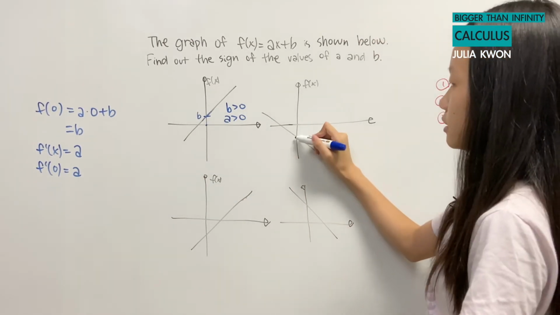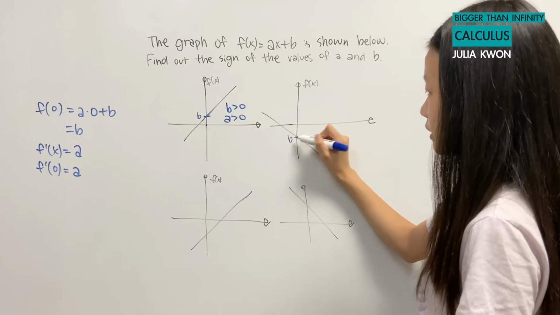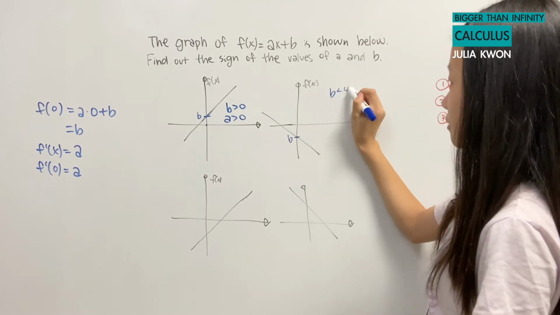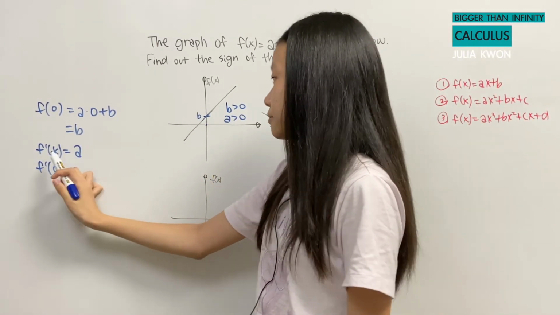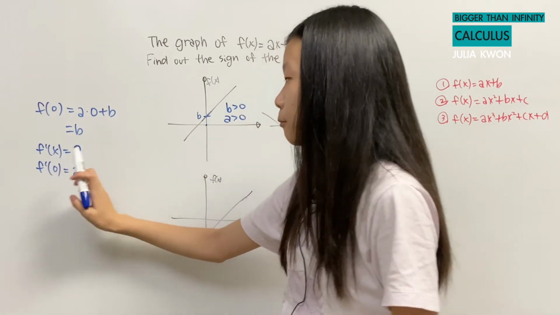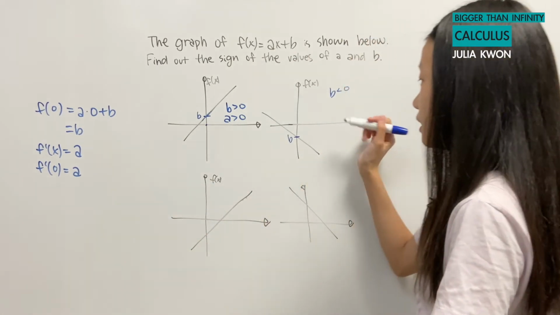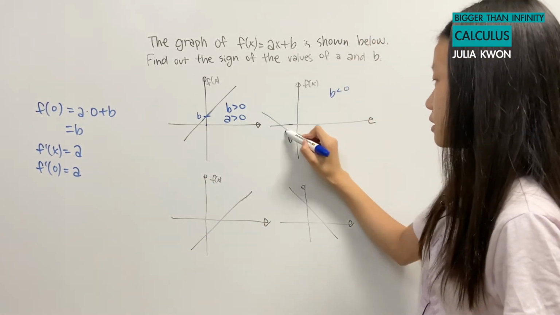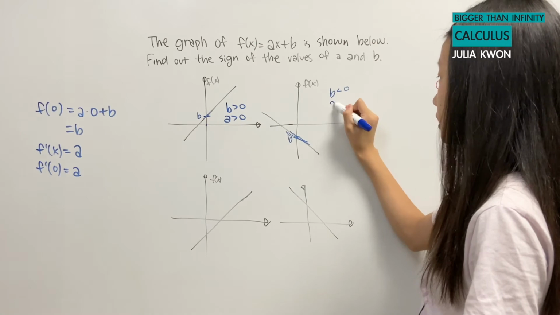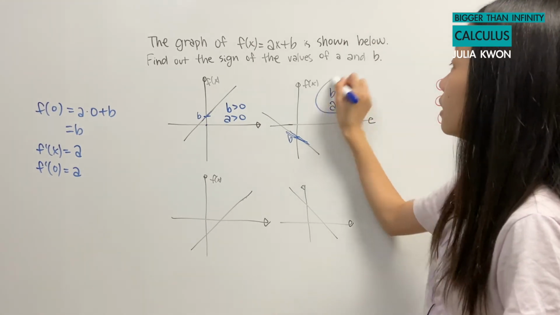Now if we move on to this graph, when x is equal to 0, y is b. So here is b. That tells us that b is negative. Here, when x is equal to 0, the slope is a, and the slope here is negative when x is equal to 0. That tells us that a is also negative.